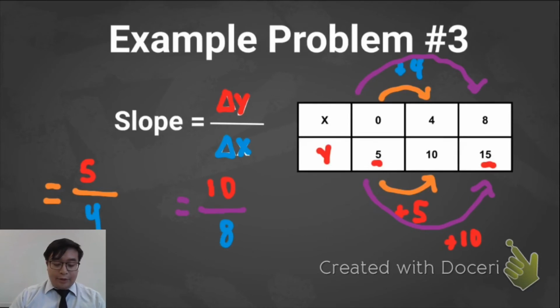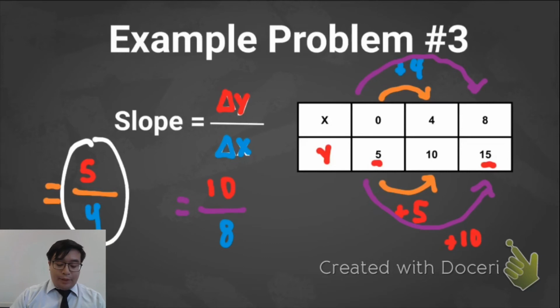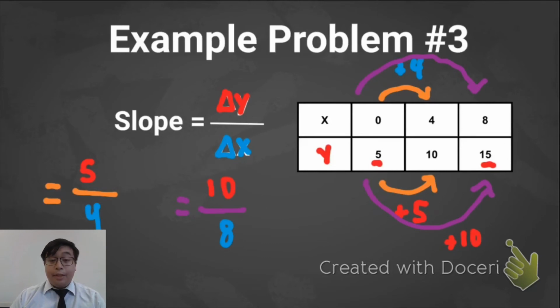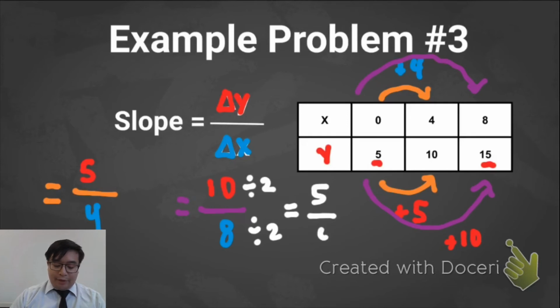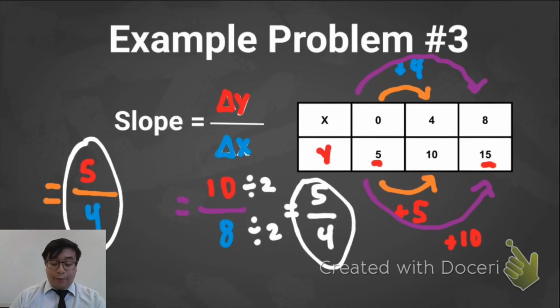Now, ask yourself, are these 2 slopes going to be the same thing? Well, we know that 10 over 8 can be reduced. Both of these are divisible by 2. So 10 divided by 2 is 5, and 8 divided by 2 is 4. It turns out, as long as we keep our arrows consistent, it doesn't really matter which boxes we use, we're still going to get the same answer. These are both 5 over 4.